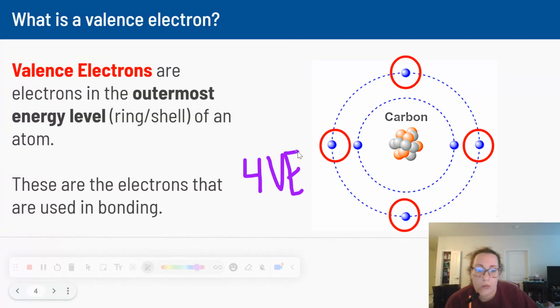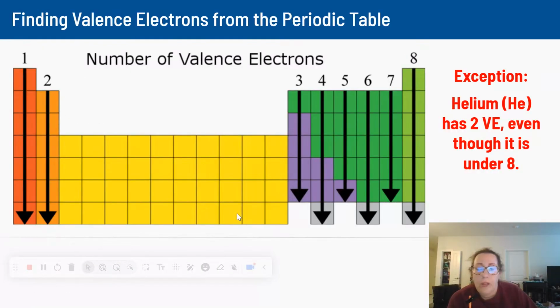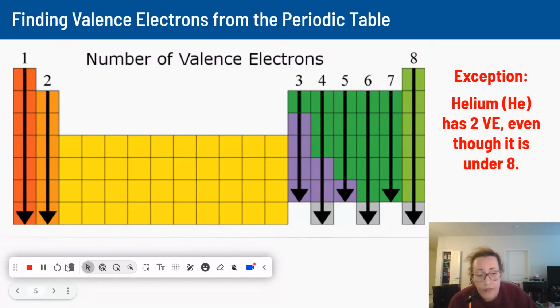And I usually abbreviate valence electrons as VE. And these are important because they're the electrons that we use in bonding. So you'll see these valence electrons come up quite often throughout the rest of the year. Instead of giving you a picture of an atom every single time to find the number of valence electrons, you can actually use your periodic table.